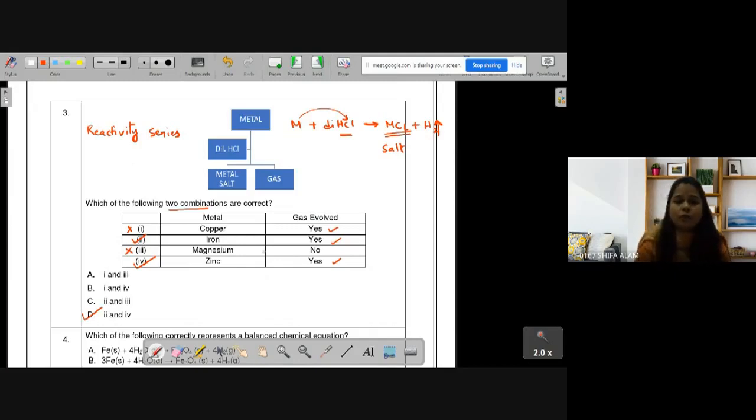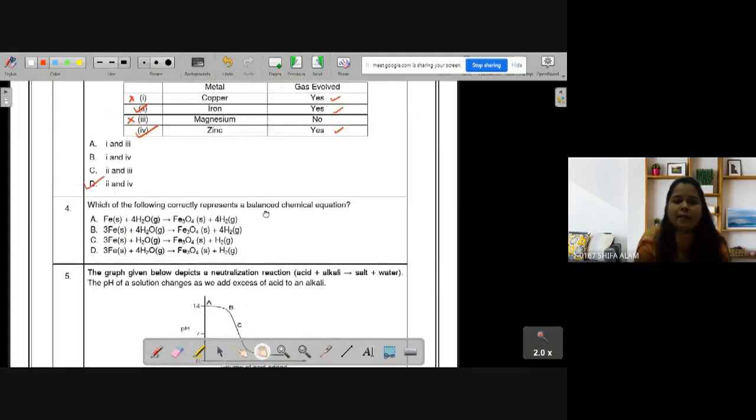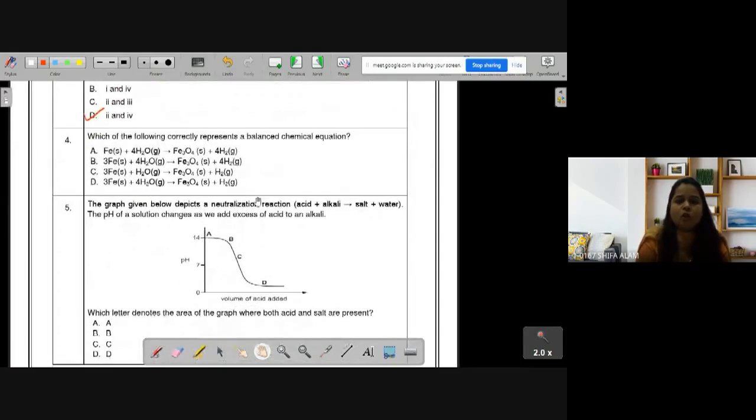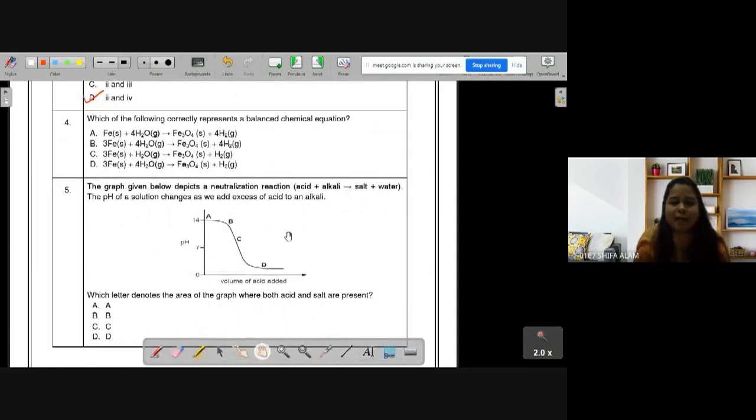Next, we move to the next question, which says, which of the following correctly represents a balanced chemical equation? So when we have the idea of balancing, we would be able to solve this very easily. So we see that iron reacts with 4H2O to give Fe3O4. So when we count the number of atoms on the left hand side and on the right hand side, we see that there is only one iron and 3 iron on the right hand side. So this cannot be the correct option because iron is not balanced.